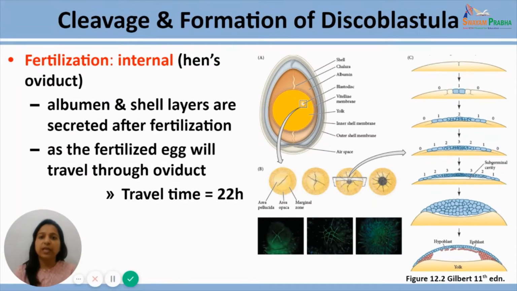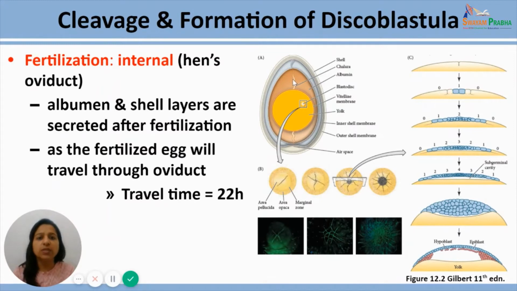Fertilization in the case of the hen is internal. It happens in the hen's oviduct. After fertilization, the fertilized ovum will travel through the oviduct to be laid to the outside. The travel time during this passage through the oviduct is around 22 hours. And during this passage, the albumin and shell layers are secreted around the fertilized ovum by the oviduct.